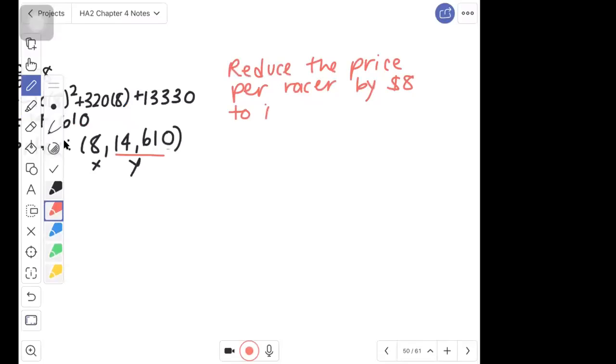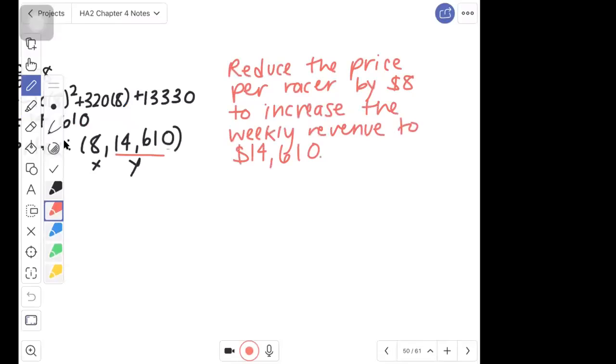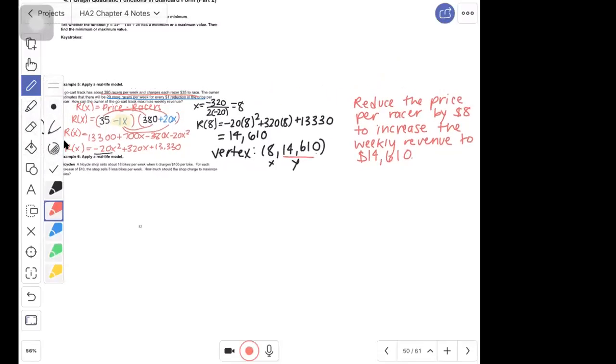So that will increase. It's talking about per week. So the weekly revenue to 14,610. That's what Y is. Y is talking about our revenue.